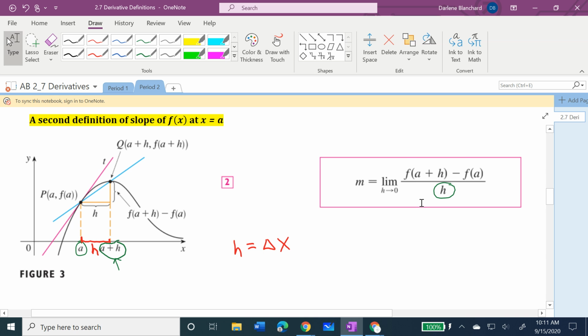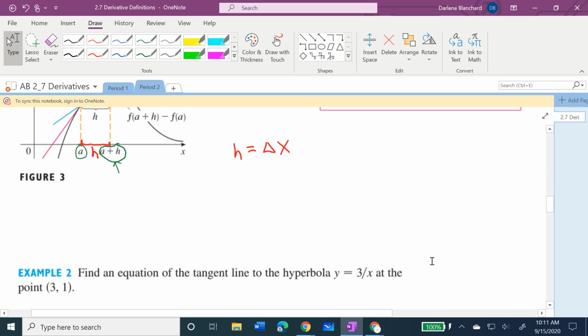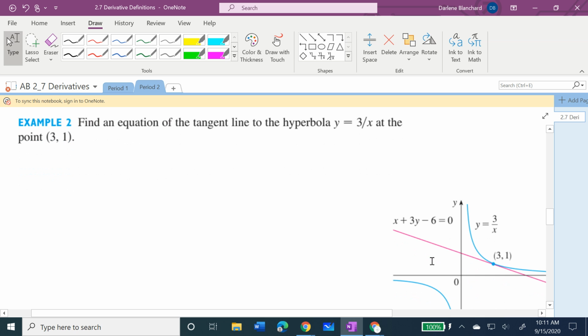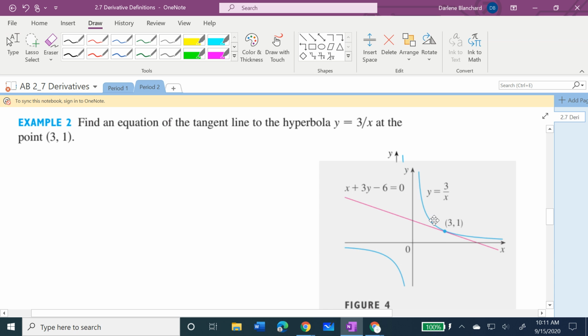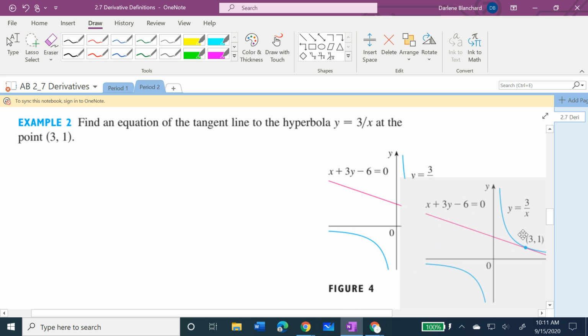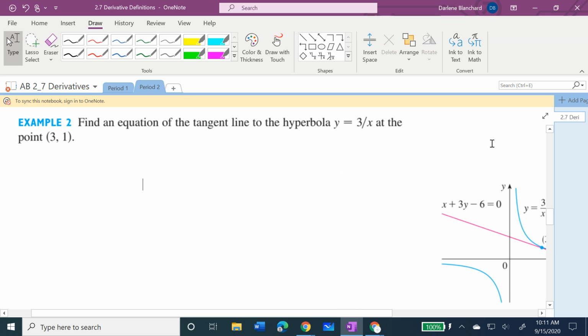Let's do an example. Hopefully you've had enough time to write that down. It is in your textbook if you didn't. We are going to find the equation of the tangent line of this lovely hyperbola at the point (3, 1).